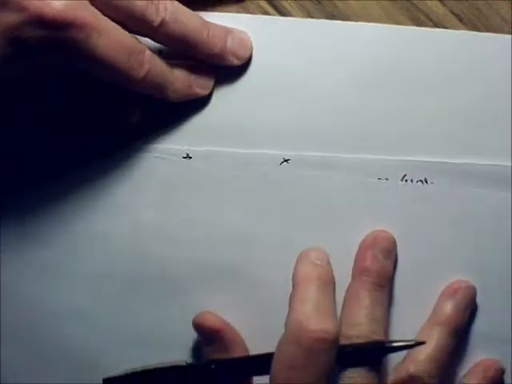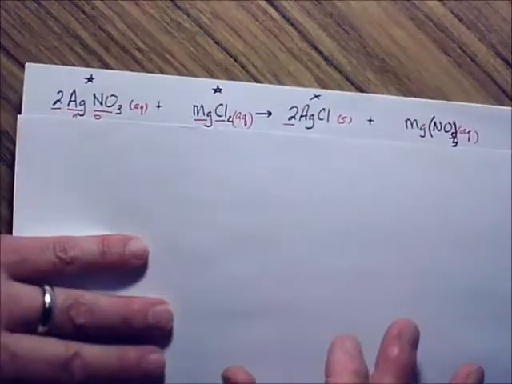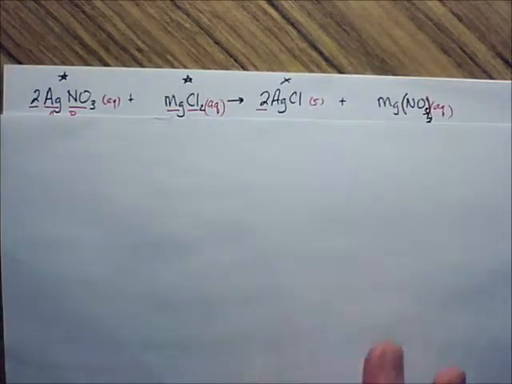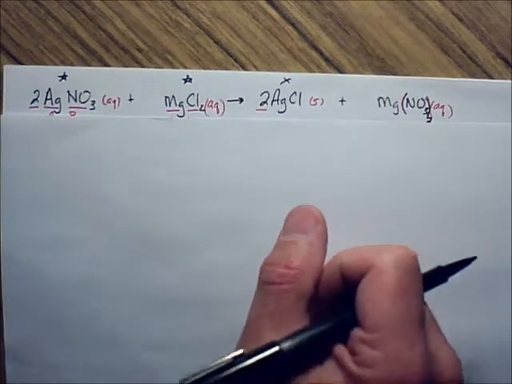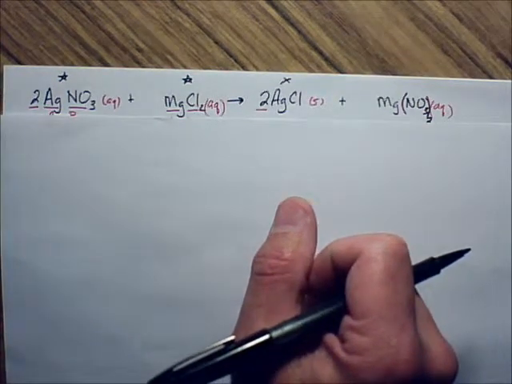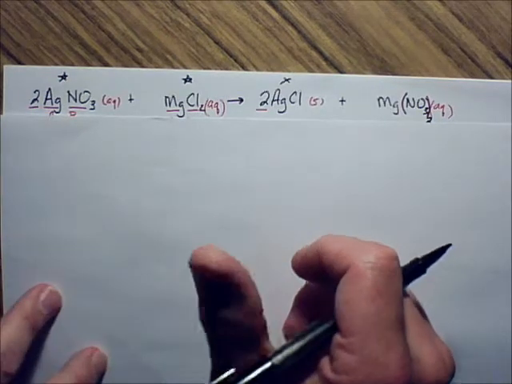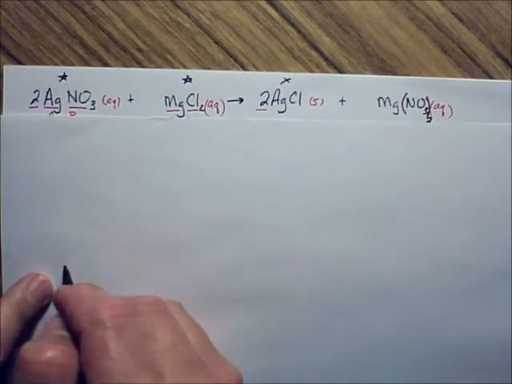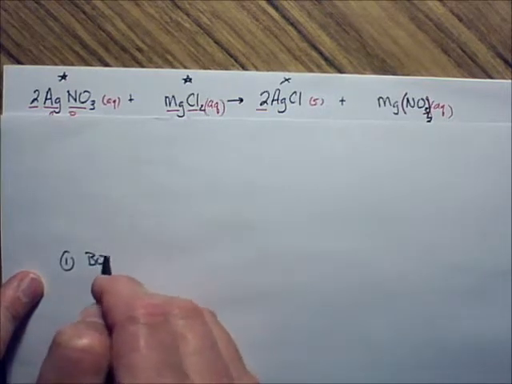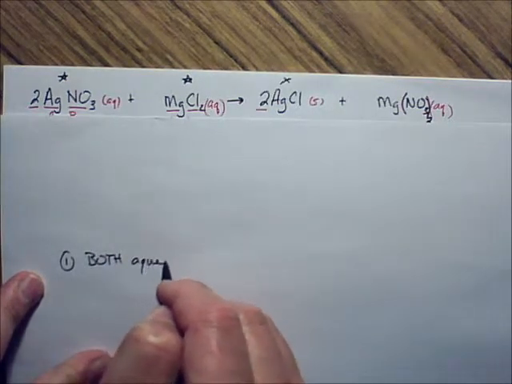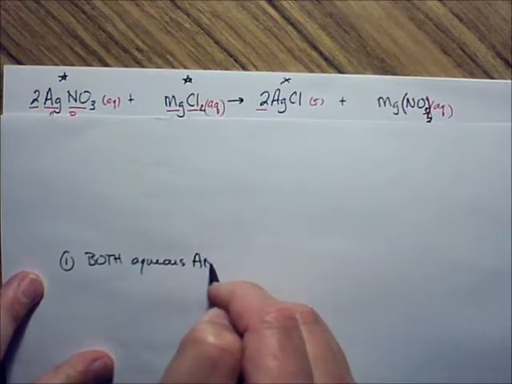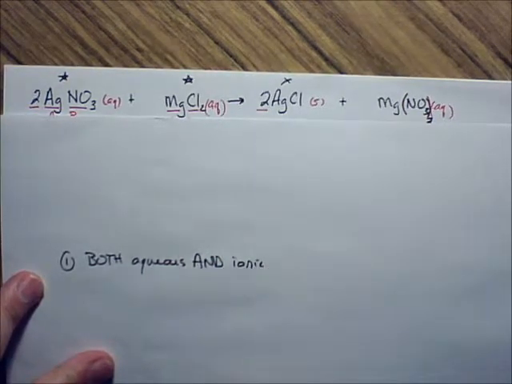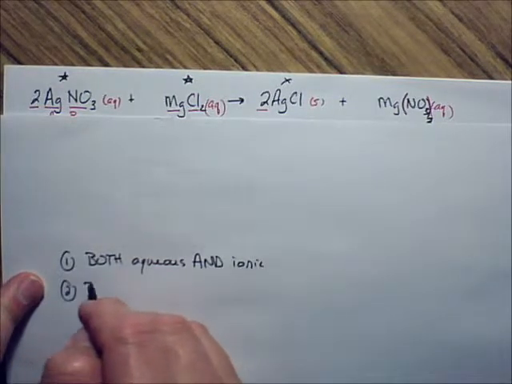All right. Now, if you don't have this in your notes, make sure you write it down. There are only two kinds of formulas that break up when you write a complete ionic equation. The two kinds of formulas are, one, both aqueous and ionic, and the other kind is both aqueous and acid.